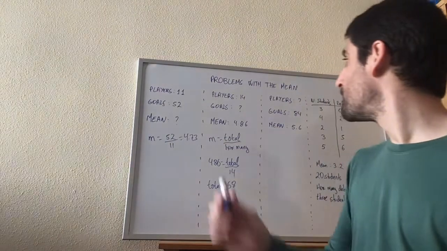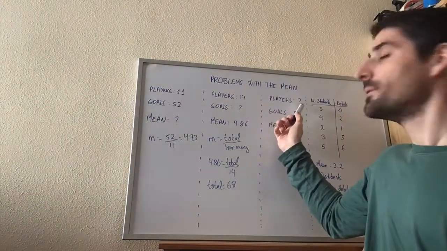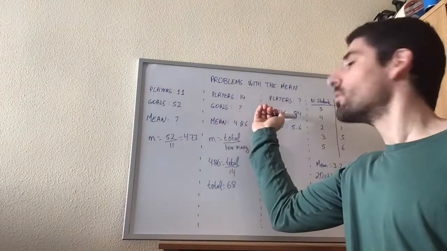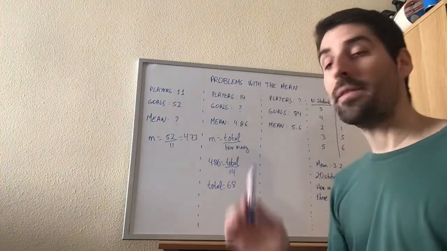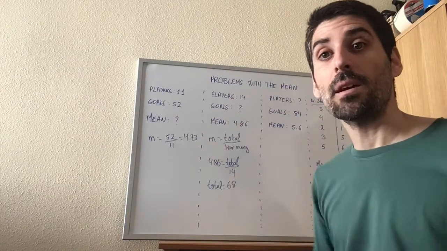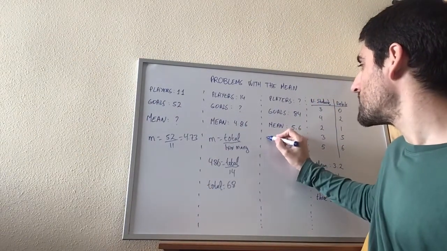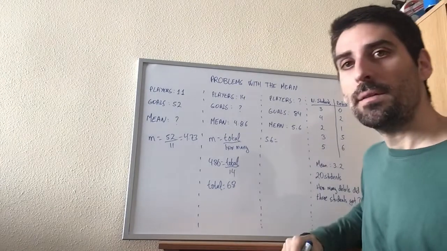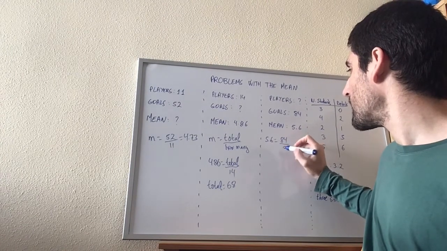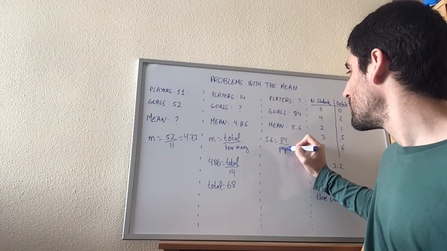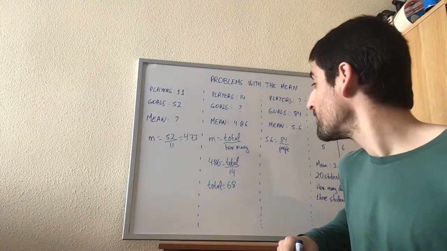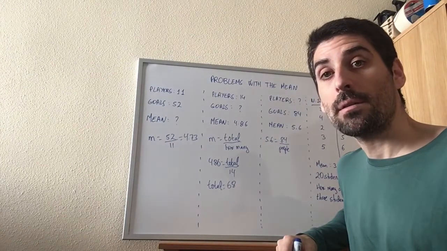Next problem. So now they're asking me to find the number of players. I don't know how many players there were in the team, but I know that they scored 84 goals between all of them, and that the mean was 5.6. So substitute what I know again in that tiny equation of the mean. The mean, 5.6, is going to equal the total number of goals scored, which was 84, divided by the number of people. So I just need to rearrange that equation a little bit, but I believe you can do that.